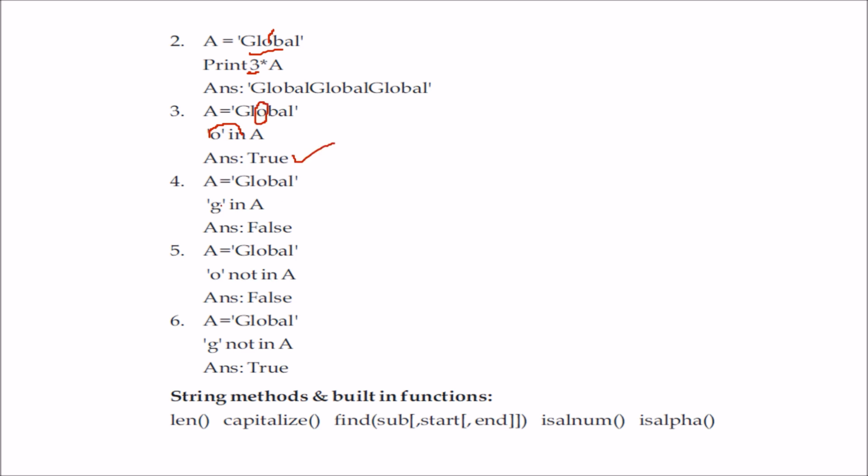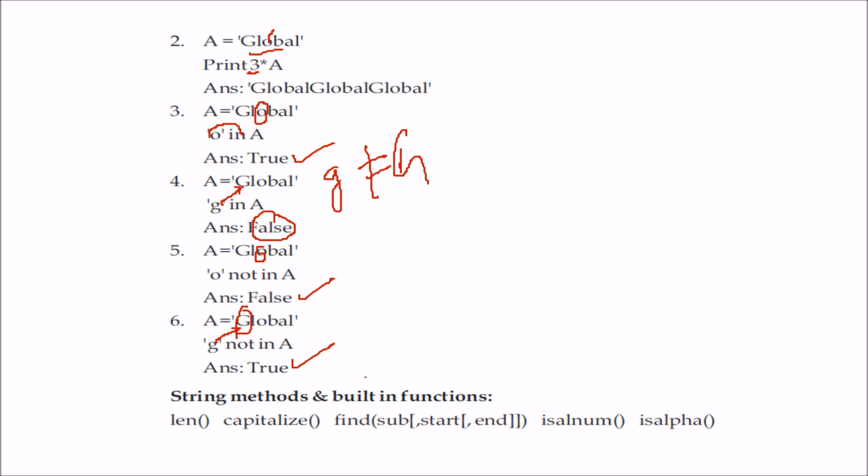A is global, capital G in A. Because G is there in A, it is true, but the small g is not equivalent to capital G in Python. So small g and capital G will not be taken as equal, so false will return. Then you have global, O not in A. Since O is already in A, it will give you false because O is actually in A and we are asking for not in A. Then A is equal to global, small g not in A. G is actually not in A because there is capital G, so it will give you true.